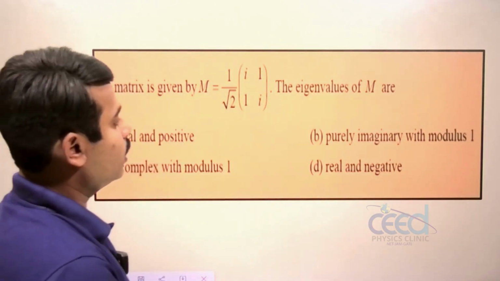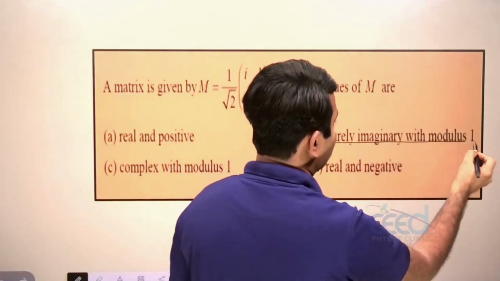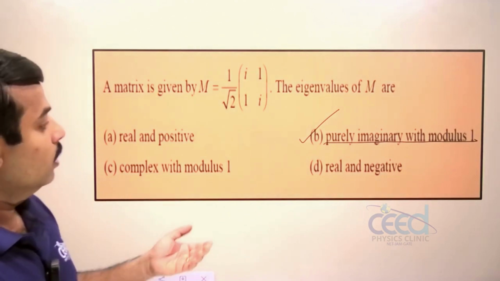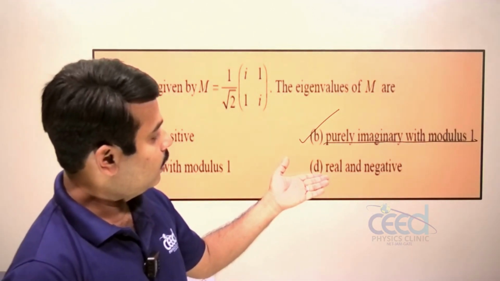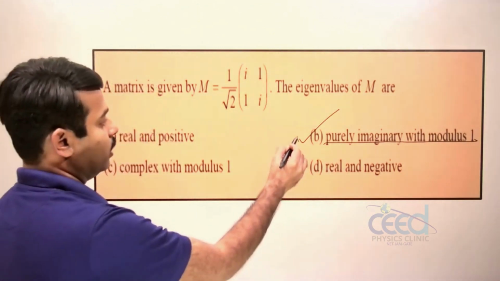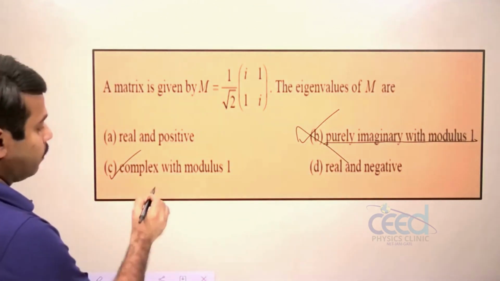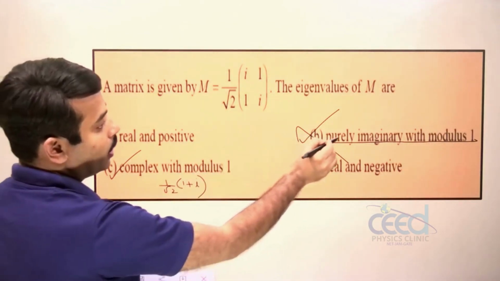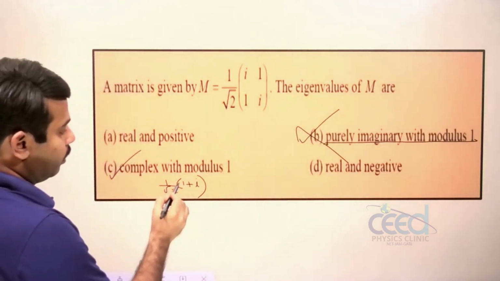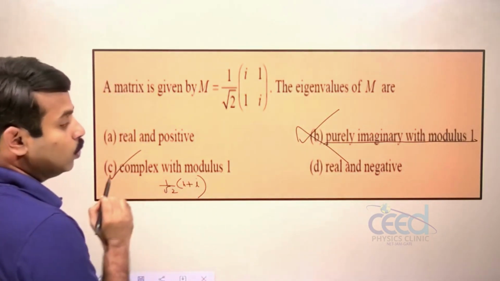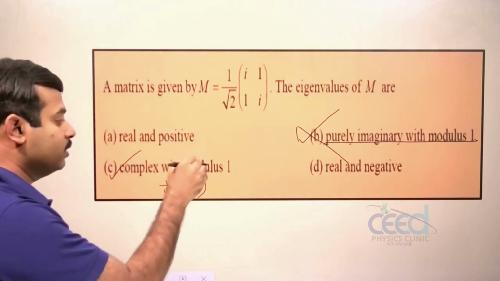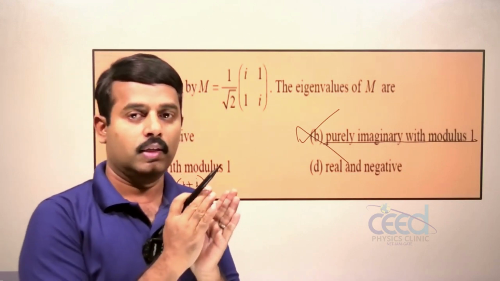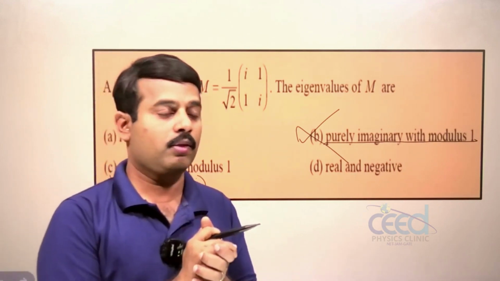Here, real and positive is not correct. Purely imaginary with modulus 1, this is not correct either, right. Complex with modulus 1, this is correct, because 1 by root 2 into (1 plus i) is not purely imaginary. It has a real part: 1 by root 2 is the real part, and 1 by root 2 i is the imaginary part. So complex with modulus 1. Both the eigenvalues are complex, but their magnitude is 1, right.